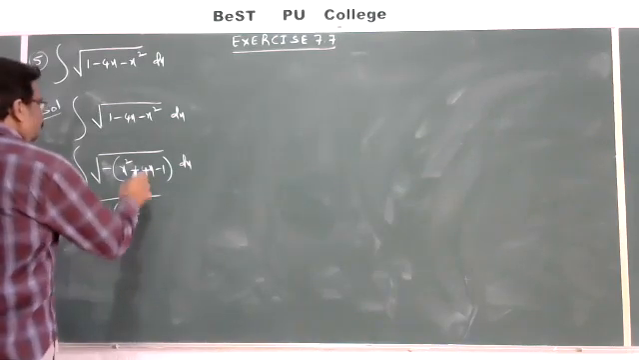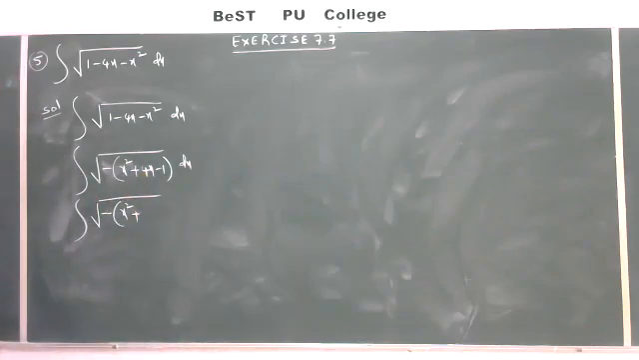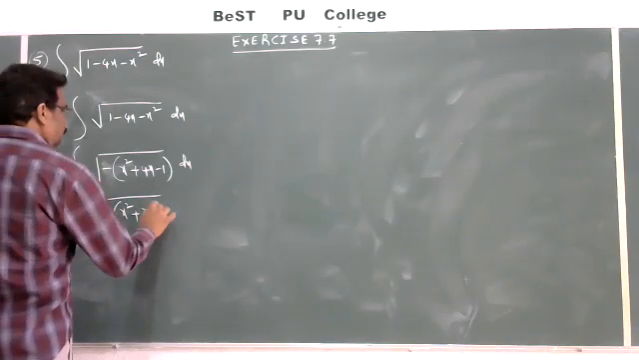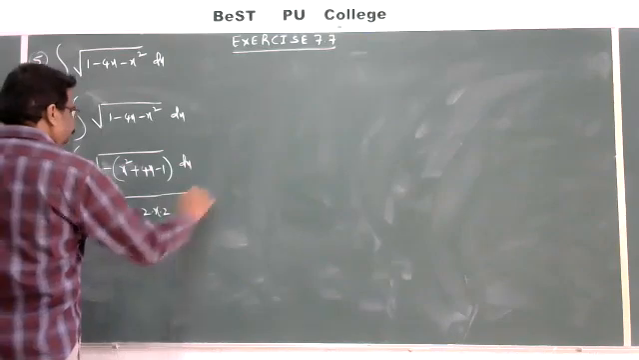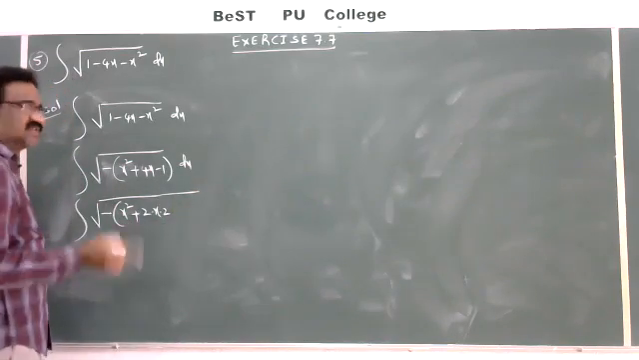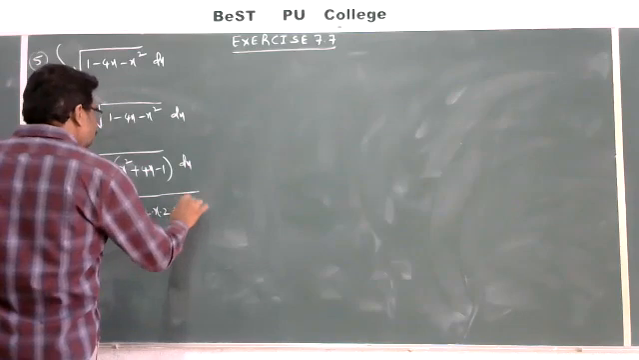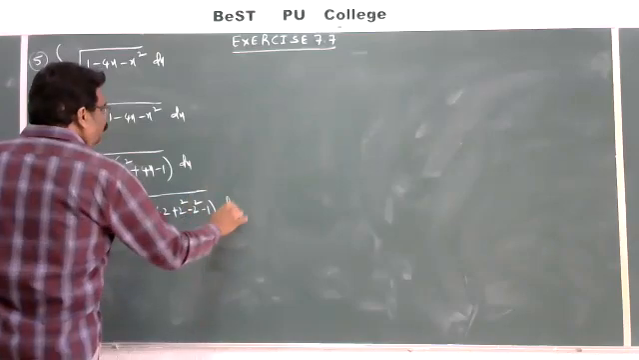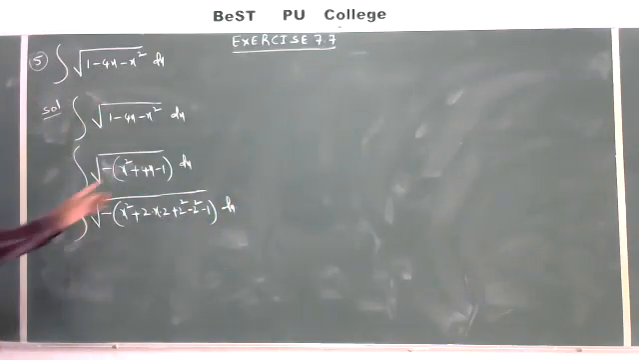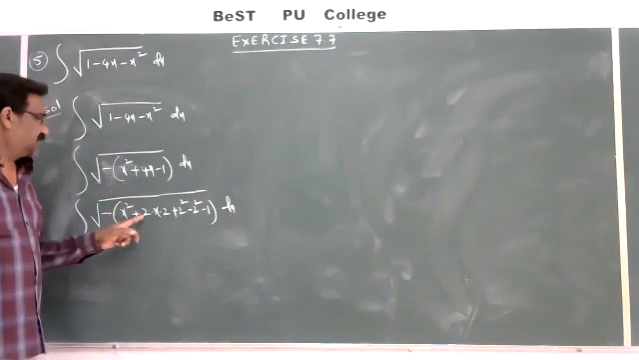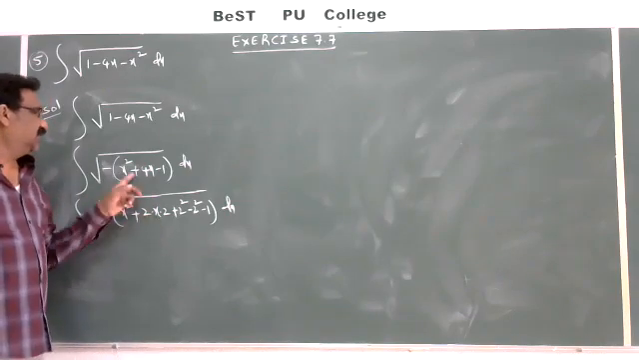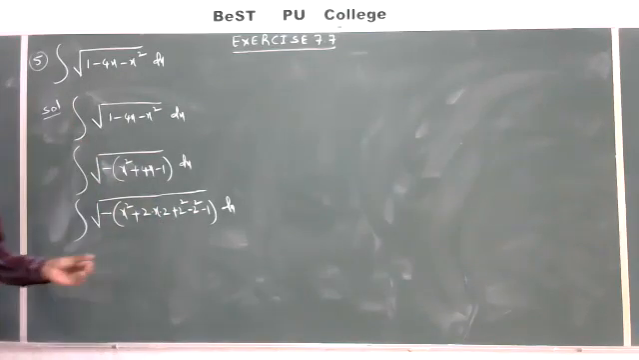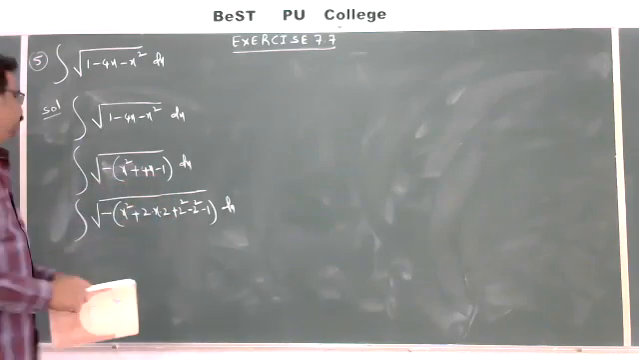x square, a square. This is the 2ab term: 2 into a, x into b, that is 2. Adding b square, subtracting b square, plus 2 square, minus 2 square. Already here minus 1 is there, into dx. A square plus 2 into a is x, into b is 2. Adding b square, 2 square, subtracting b square. Already here minus 1. Then simplify this.